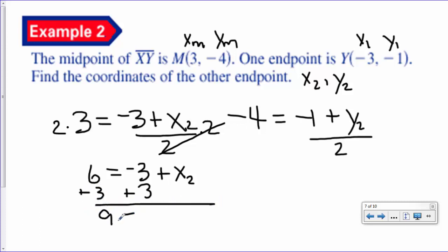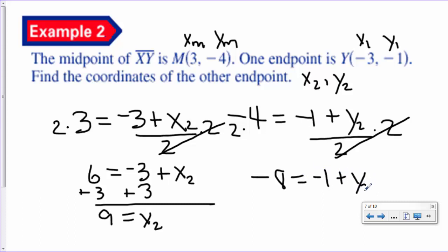9 equals the second x. Over here, I'll do the same thing with the y's. Multiply both sides by 2. The y's cancel on the right. 2 times negative 4 equals negative 8. Set that equal to negative 1 plus the second y. Add 1 to both sides to solve for the second y. Negative 7 equals the second y.